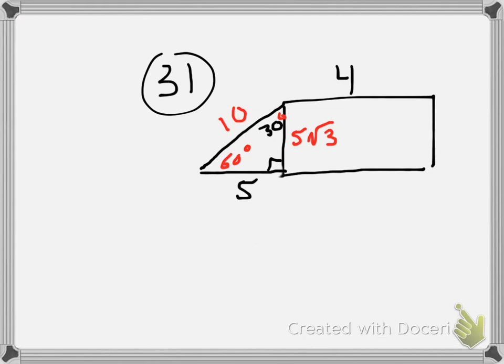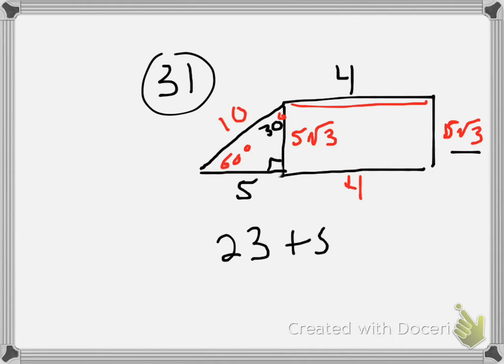Well, since we are dealing with a rectangle, if this side's 5 square root of 3, this one's 5 square root of 3. Sorry, it's goofy looking 5. And if this side up here is 4, this side is also 4. Which means now that I have enough to be able to find my perimeter. So we're going to add up all the outside edges. So we get 10 and 4 and 4, which is 18, plus another 5 is 23, so we get 23. This is not a like term, so you just add it with it.